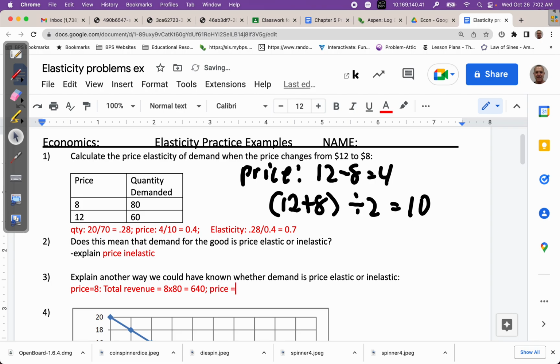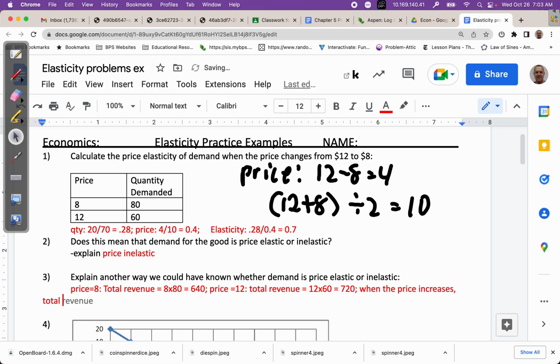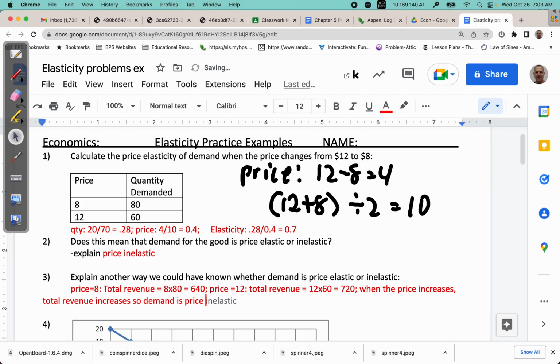When the price equals 12, total revenue equals 12 times 60 equals $720. When the price increases, total revenue increases. So demand is price inelastic.